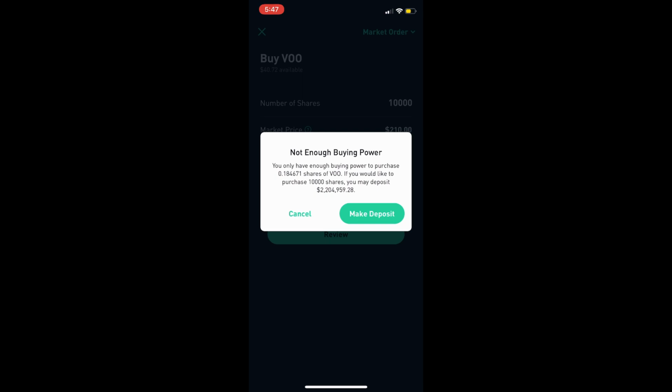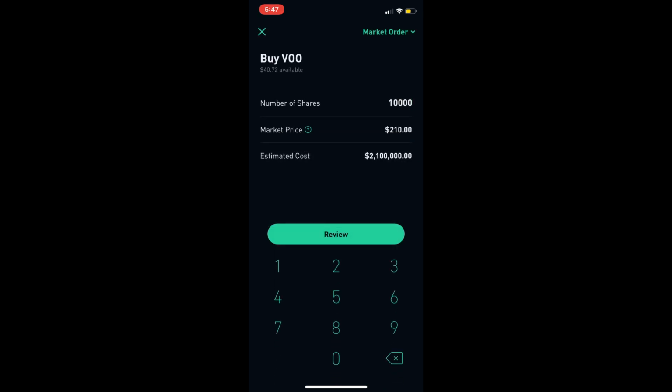And it says you only have enough buying power to purchase 18 shares of VOO. If you would like to purchase 10,000 shares, you may deposit 2.2 million, which I'm not going to because I don't want to flex on you guys. So we're just going to go ahead and cancel that.